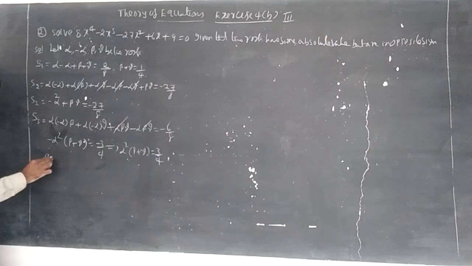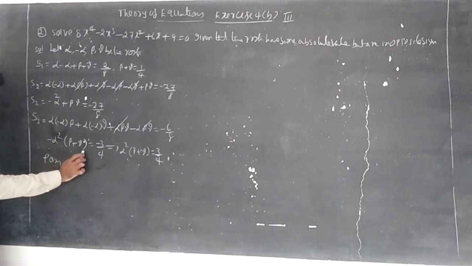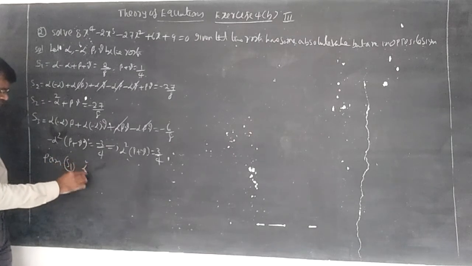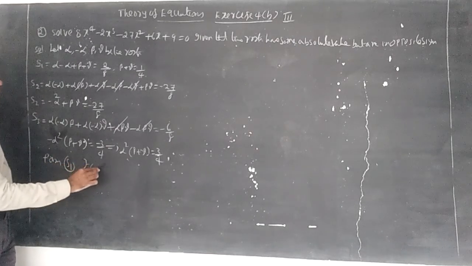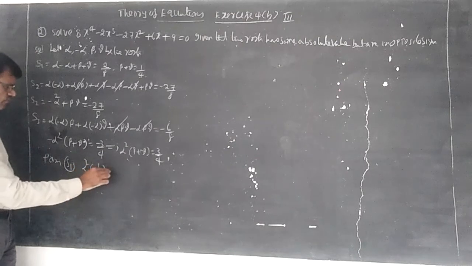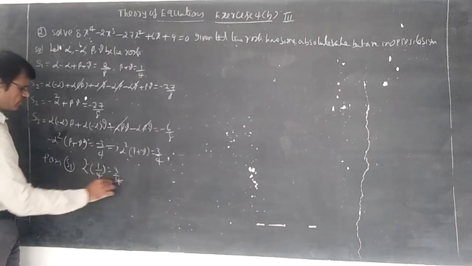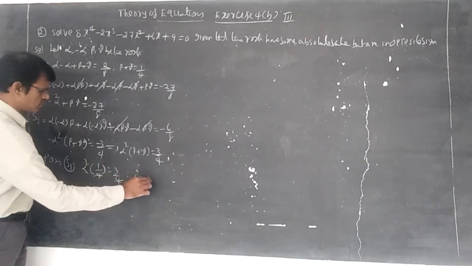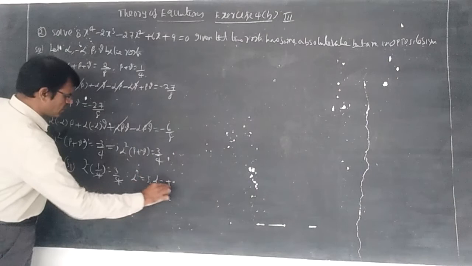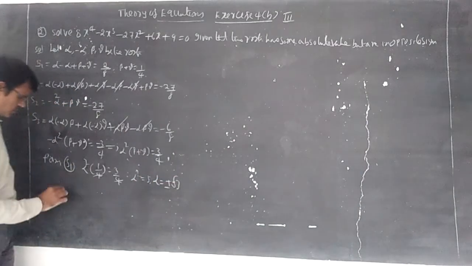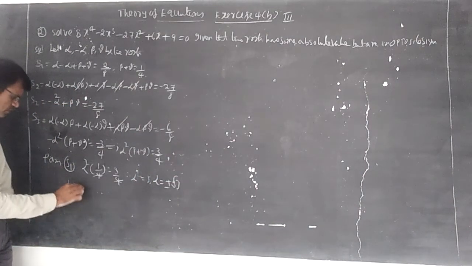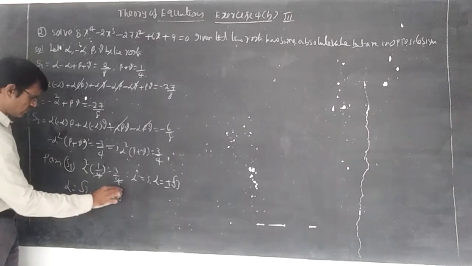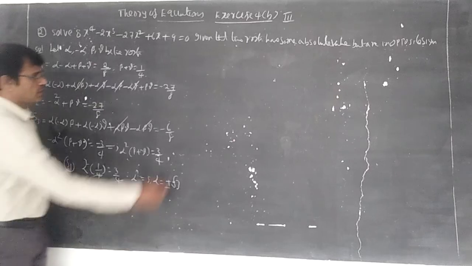From S1 I am writing here. From S1, instead of beta plus gamma you can write 1 by 4. Alpha square into 1 by 4 is equal to 3 by 4. 4 gets cancelled. So alpha square is equal to 3, we got. Alpha is equal to plus or minus root 3. So alpha is equal to root 3. Two roots we got: minus alpha equal to minus root 3. Now product of roots.